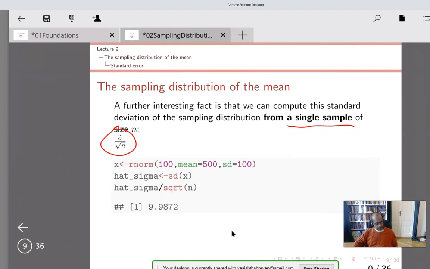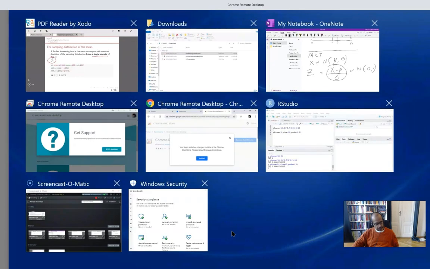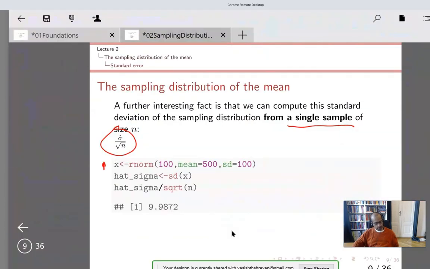Okay, so here's a little example of how this would actually work. I take a sample of 100 data points from a particular normal distribution with mean 500, standard deviation 100. I calculate an estimate of the standard deviation, which I'm calling hat sigma, from the data that I have. Then, given my sample size n, which is equal to 100, I'm going to compute the standard error, which is an estimate of the variability of the sample means under repeated sampling. This is from a single sample. Okay, that's pretty cool. And this standard error is about 10 here.